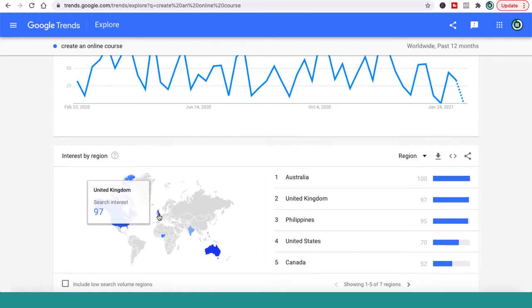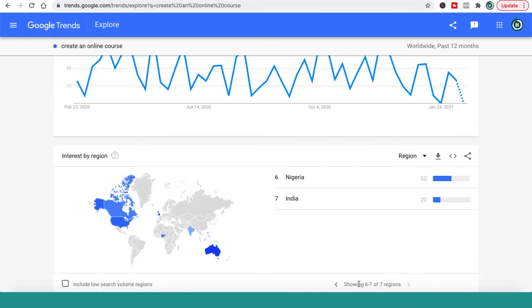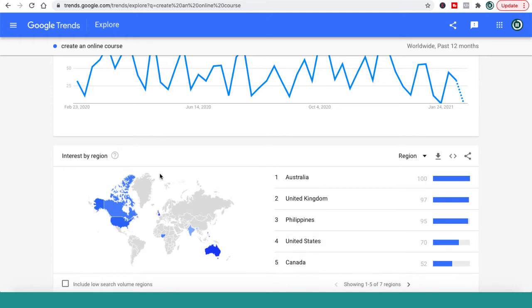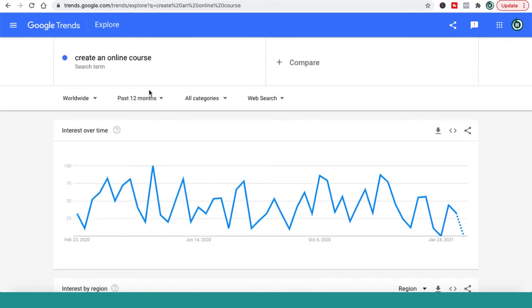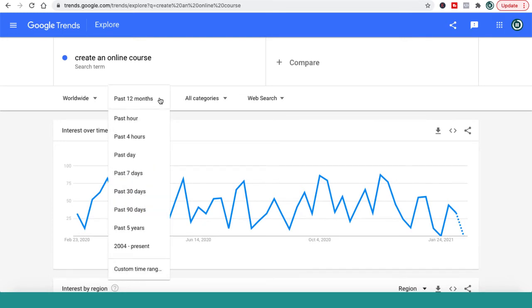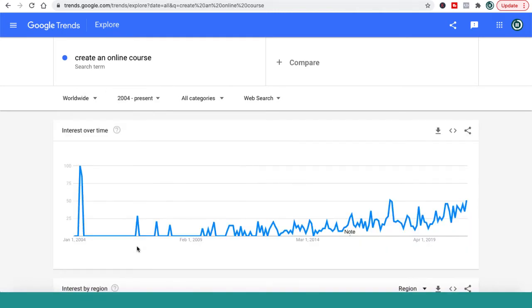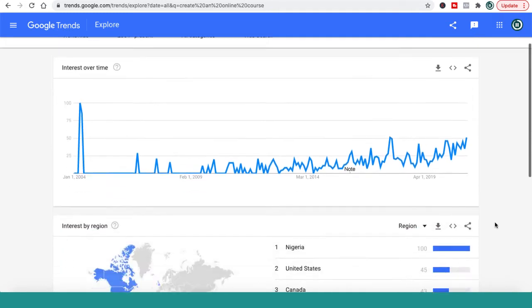And I can go to all 7 regions that it's going to show me. Interesting, Nigeria and India are the next biggest searches over here. So I can now select, perhaps I want this over a different time period to give me better examples. So let's go from 2004 to present. I can see that there is actually a gradual climb in the search term for create an online course.